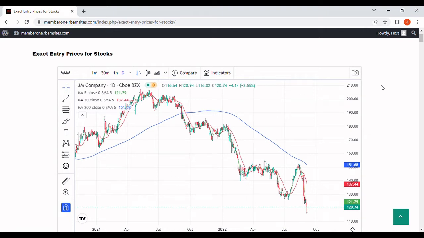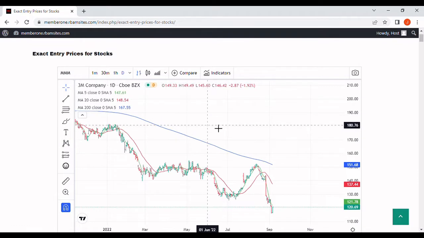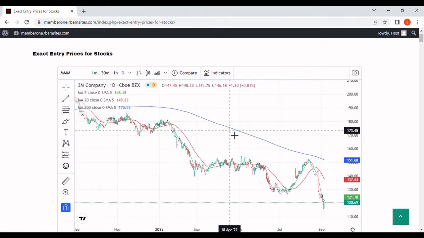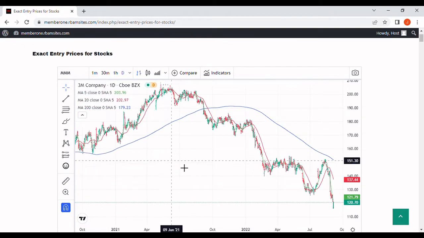We're going to do a brief video on 3M stock analysis, and we've got a daily chart up here for you. We've got a set of 3 moving averages. We've got a green 5-day, a red 20-day, and a blue 200-day moving average. Let's go back and take a look at this stock.